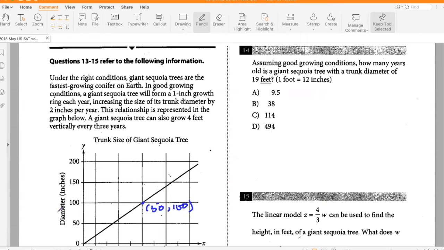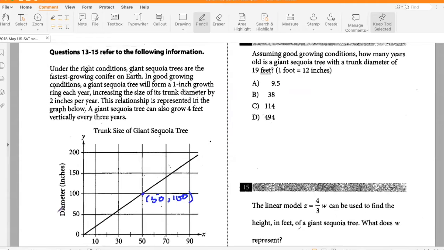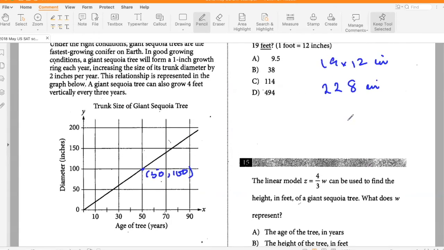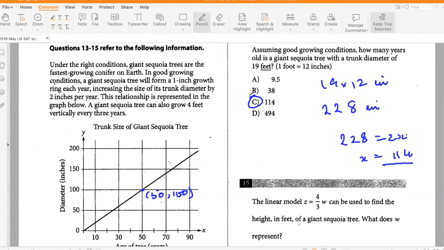Assuming good growing conditions, how many years old is a giant Sequoia tree with a trunk diameter of 19 feet? Okay, trunk diameter of 19 feet, which is 19 times 12 inches. 12 nines are 108, carry 10, 228 inches, right? So 228 inches is the diameter. 228 is 2x, so x will be 114. So the age of the tree is 114 years, option C.